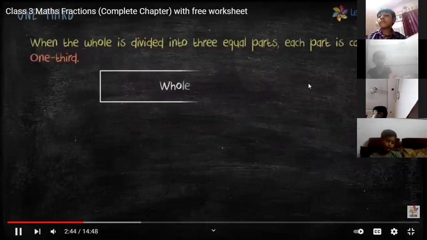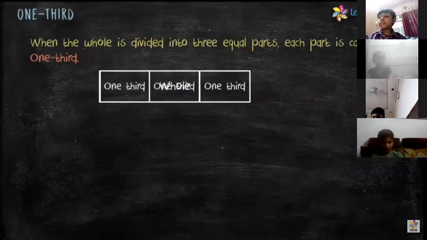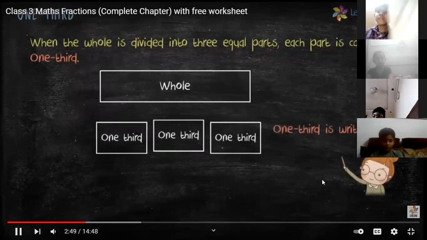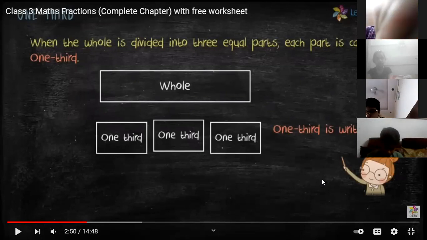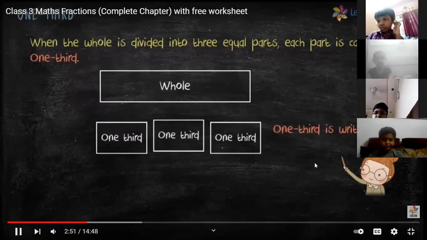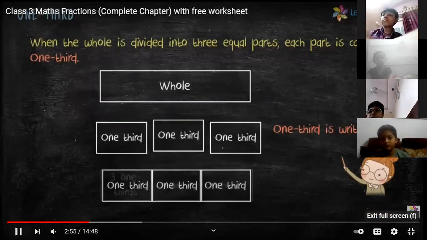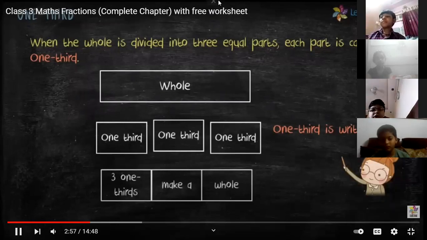When the whole is divided into 3 equal parts, each part is called 1/3. I hope now it is much more clear with this picture. 1/3 is written as 1/3. And students, 3 1/3 make a whole. Now it is clear. 3 1/3 make a whole.